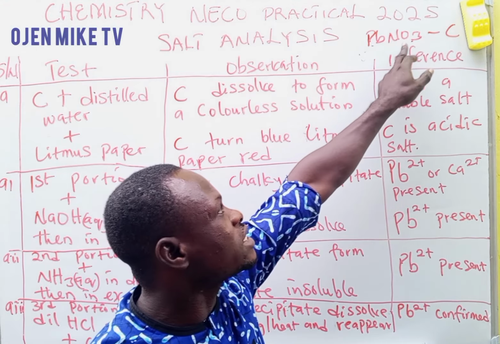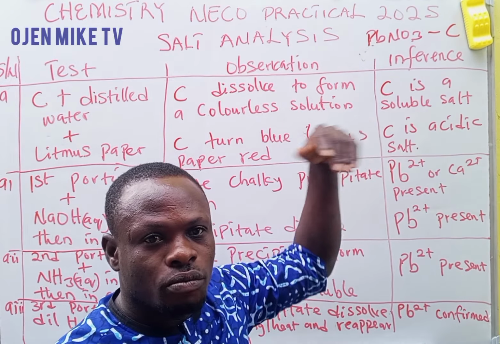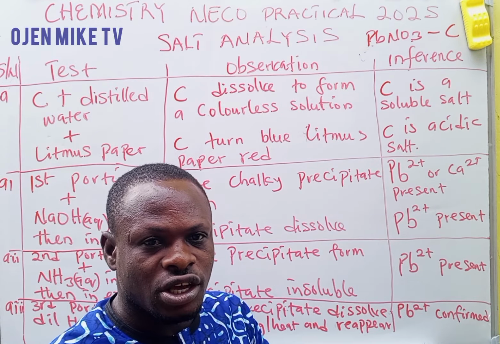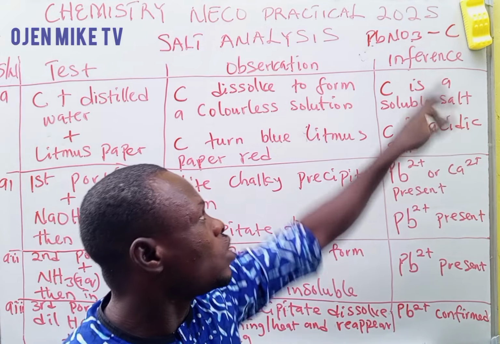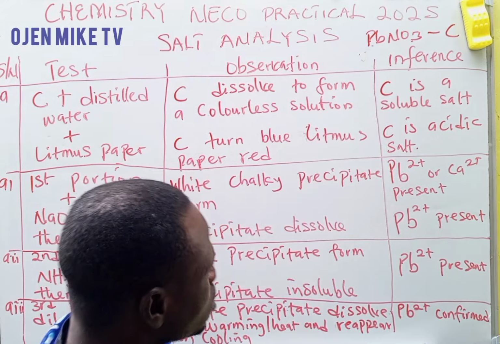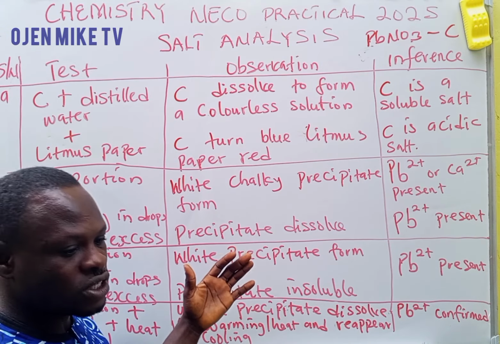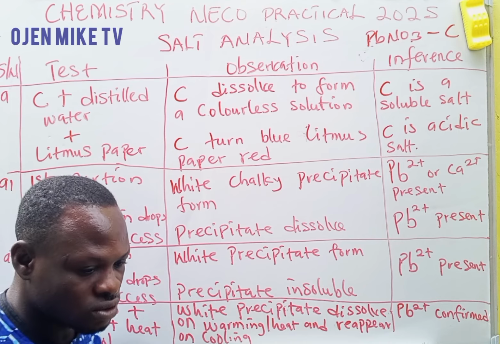I told you that this nitrate we will not analyze because of the reagent given in the practical. The reagent to analyze this one is not there, so you might likely not be given it. So this is what they are expected to get in the first aspect of this practical. Is that understood? Okay.